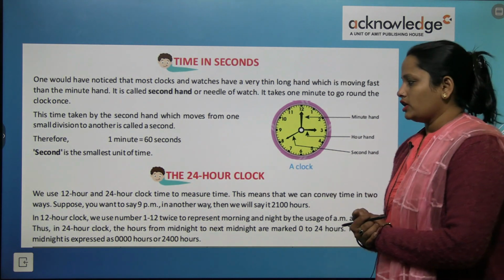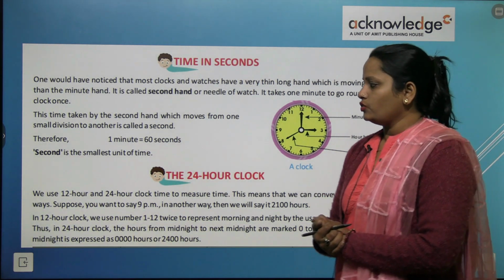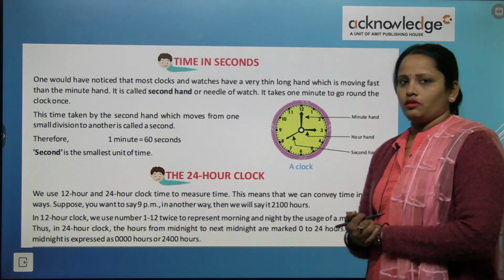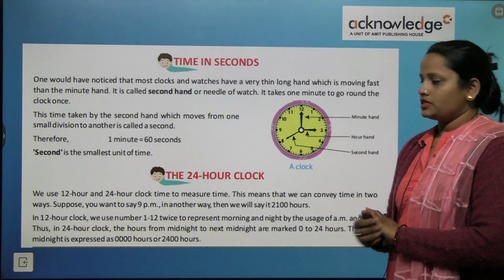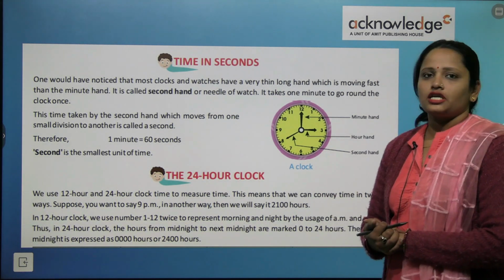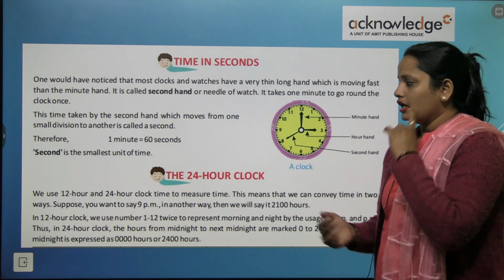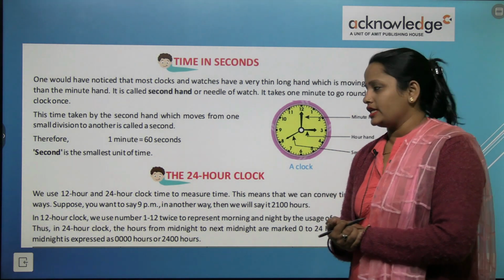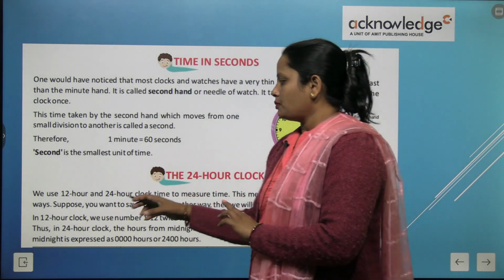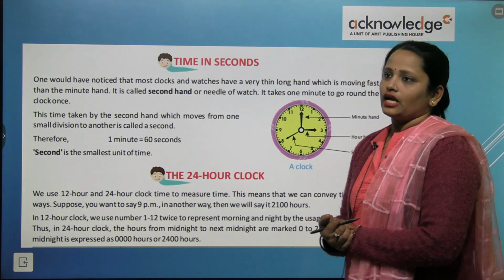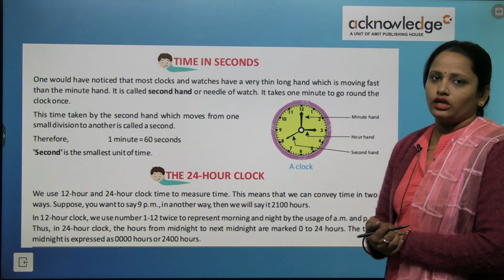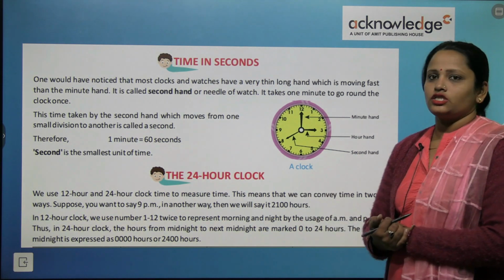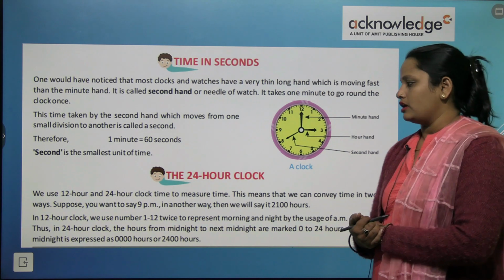The 24-hour clock. So when we use 12-hour or 24-hour clock time to measure time, this means that we can convey time in two ways. अगर हम इन दोनों measures को यूज करते हैं तो इसका मतलब हम time को दो तरीके से लिख सकते हैं. Suppose you want to say 9 PM. अगर आप चाहते हो कि आप 9 PM बोलो. So another way is that we will say it as 2100 hours.